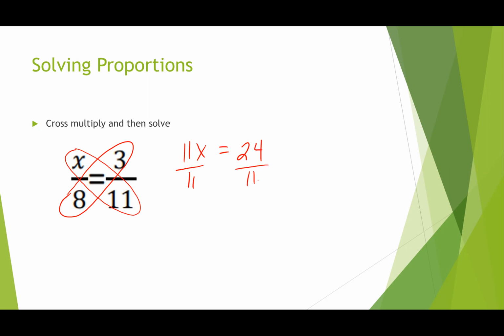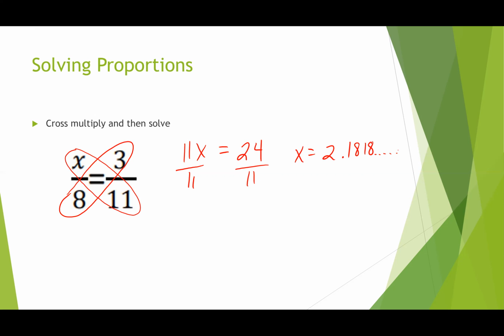On this one, you'll get a decimal, or if it asks you to leave it as a fraction, you just leave it as a fraction. So let's do 24 divided by 11, and you would get that x is 2.1818, on and on and on.